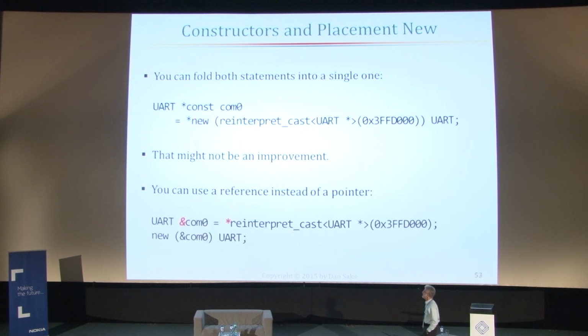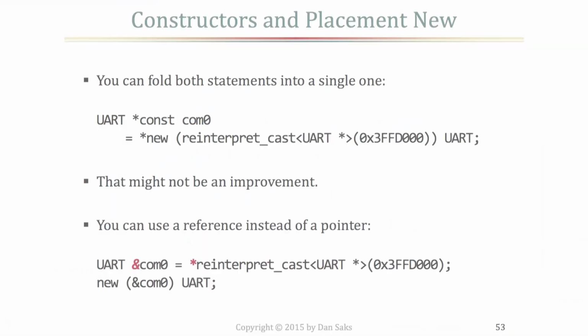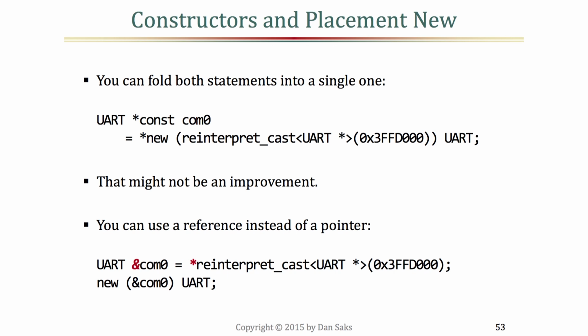Next. Now you could fold it all into one expression, but I'm not sure that's an improvement. It challenges readability, possibly. And you can also use the reference notation in place of the pointer notation, but then you have the curious thing that you put a star in front of the reinterpret cast in order to accommodate the reference. But all of these different approaches work.